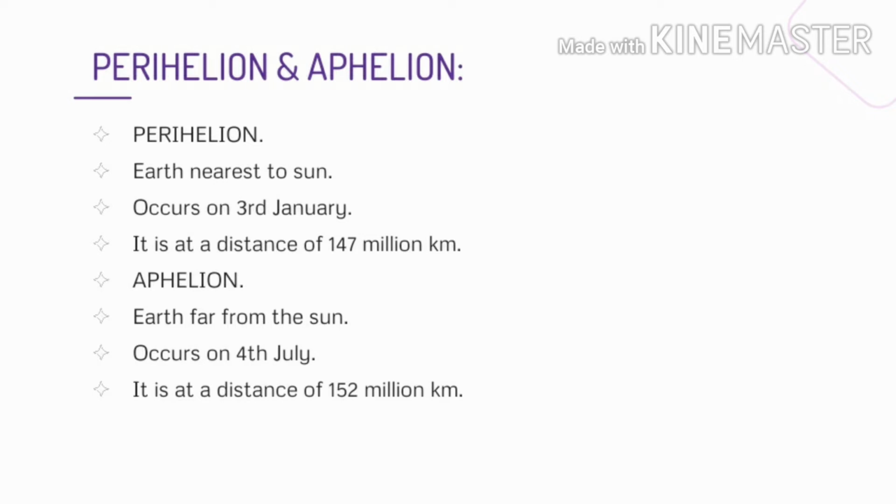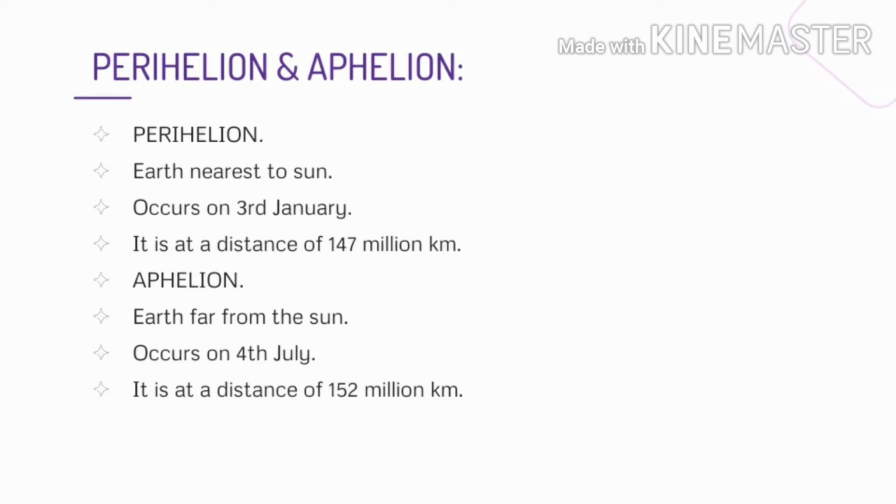Now the aphelion. When Earth is very far away from the Sun, especially on 4th of July, it is known as aphelion. The distance of the Sun from the Earth is then 152 million kilometers. Aphelion is derived from the Greek word epi, meaning away from, and helios, meaning the Sun. That is, away from the Sun.